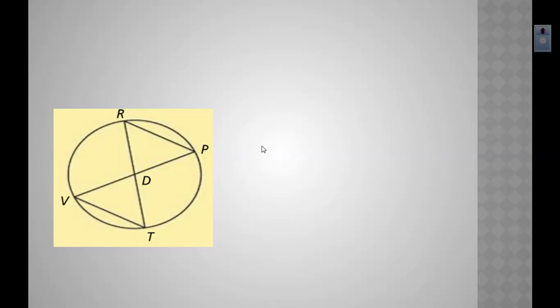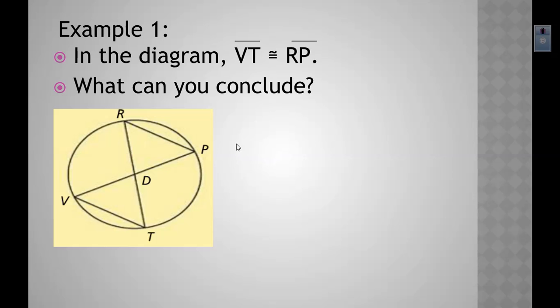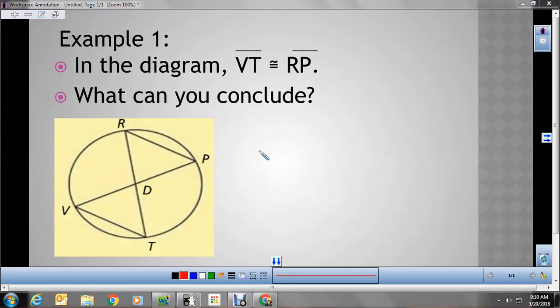So let's take a look at our first example. Example 1. In the diagram, VT is congruent to RP. So V to T and R to P. These are two chords that are congruent. So they ask us to write down, what can we conclude? Well, based on those theorems we just looked at, there's several things we can conclude. Because these two are congruent, that means we have congruent central angles. So the first thing we can say is that our central angles are the same.